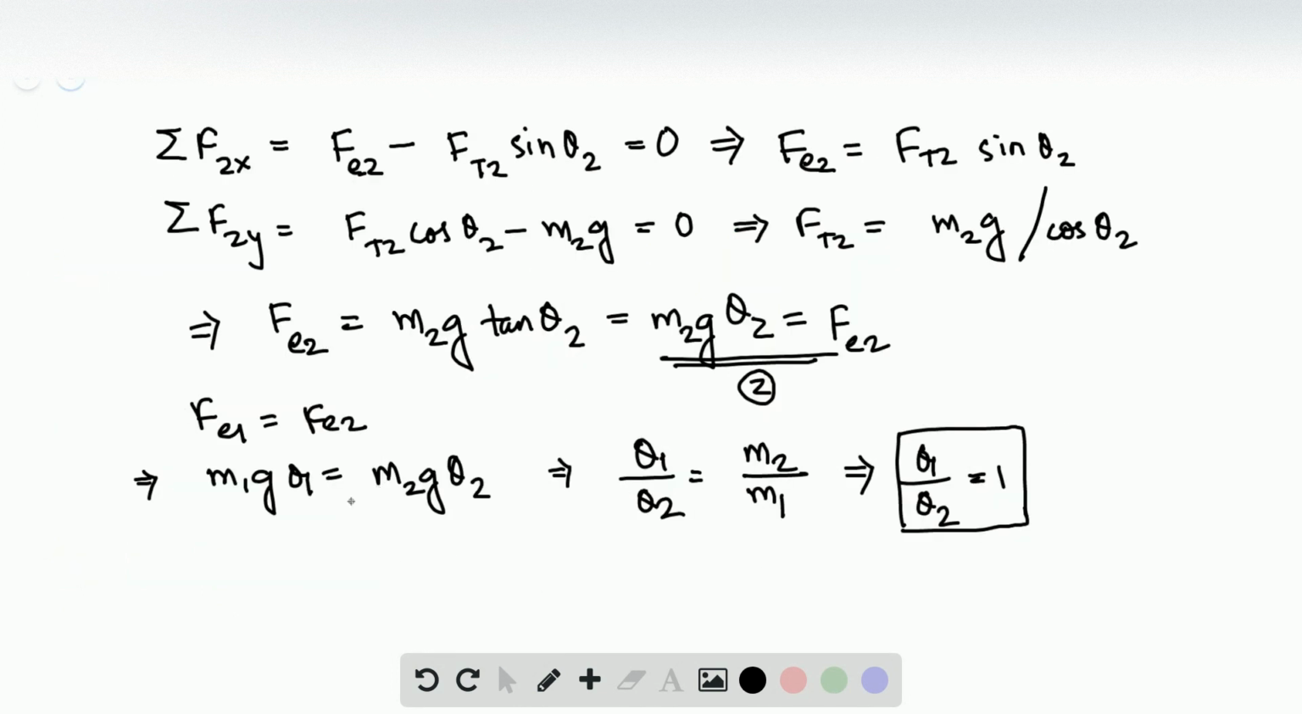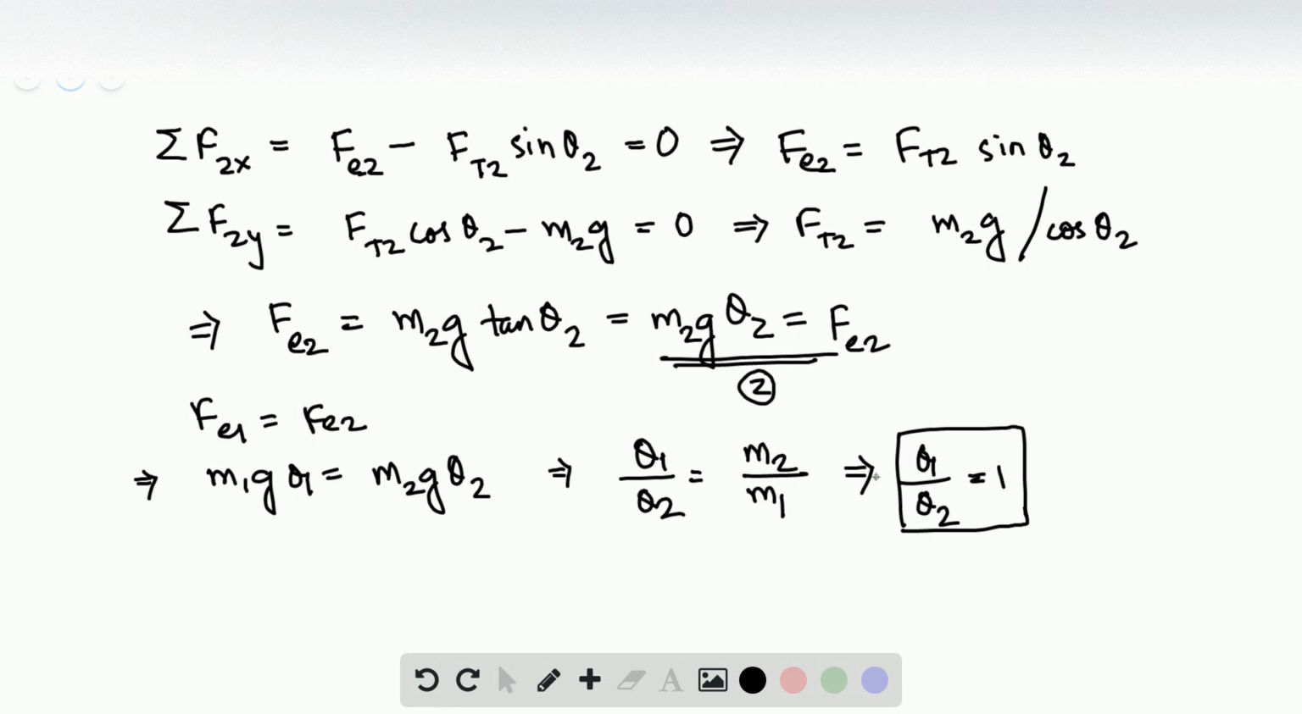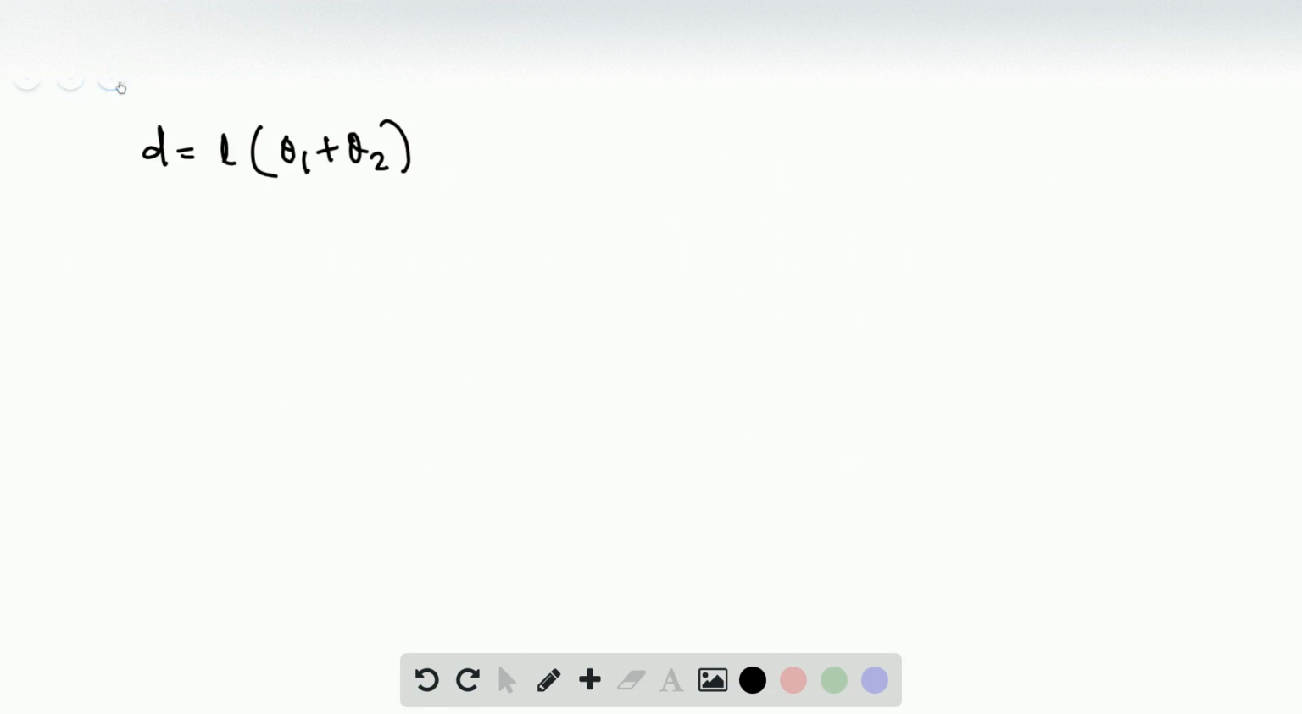Let's write this in the next page now. So we get our d equal to L times theta 1 plus theta 2. But in the first part we already got theta 1 is equal to theta 2 because the ratio is 1. So this gives our d to be 2 times L times theta 1.